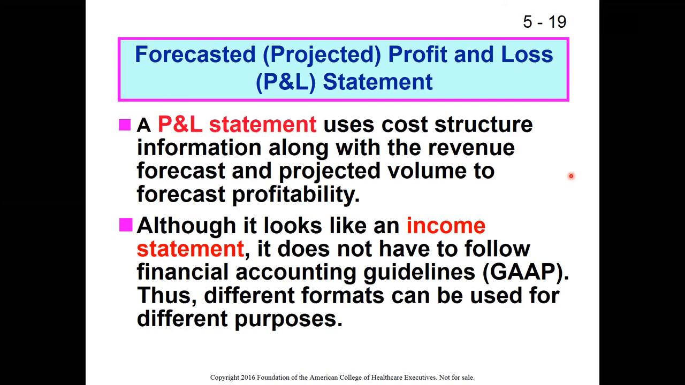But within the organization, managers have a lot of leeway, leaders have a lot of leeway in terms of how to calculate things. And we'll have some discussion around that as we move forward, particularly in the following chapter.